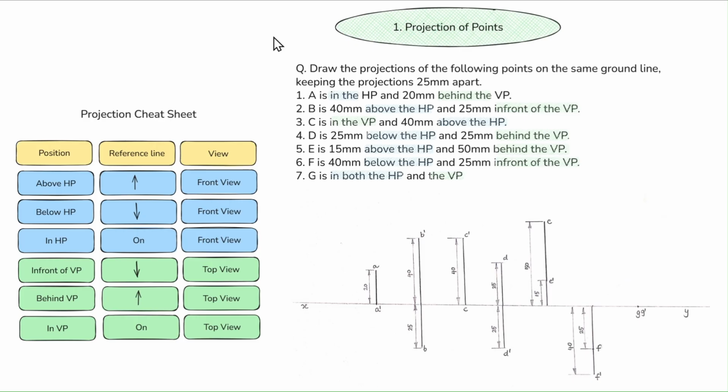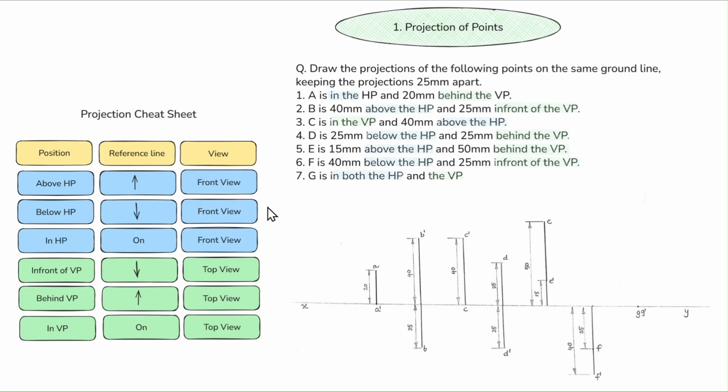Awesome. Now that you have understood what this cheat sheet is and remembered it, please remember this even if you forget everything else. Here is a question. We will apply this trick to it so that you get comfortable with how to apply it. The question: draw the projections of the following points on the same ground line, keeping the projections 25 millimeters apart. We have to draw 7 points, keeping 25 millimeters distance between each point.